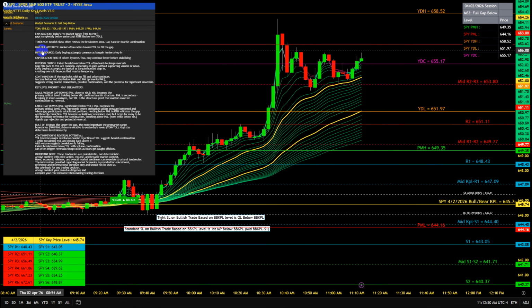And so as you can see here, we have market often rallies towards YDL to fill the gap. Initial bounce, early buying attempts common as bargain hunters step in. So it is very common with this type of gap situation to try to trade back at least to the YDL level. And so here, as you can see, we had the open down here, and then here is the YDL level.